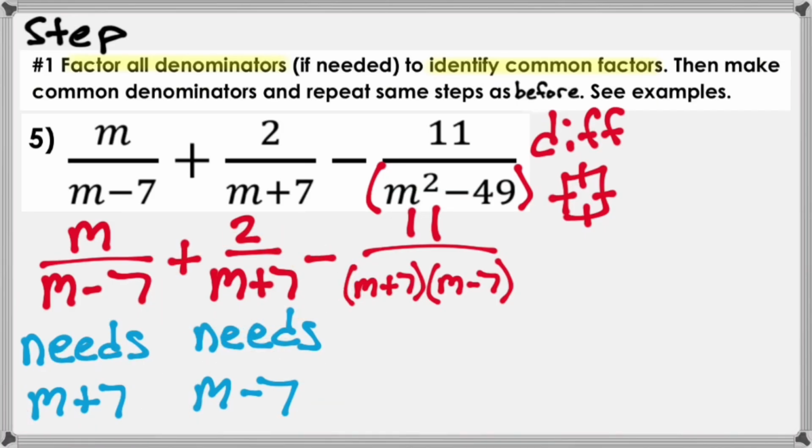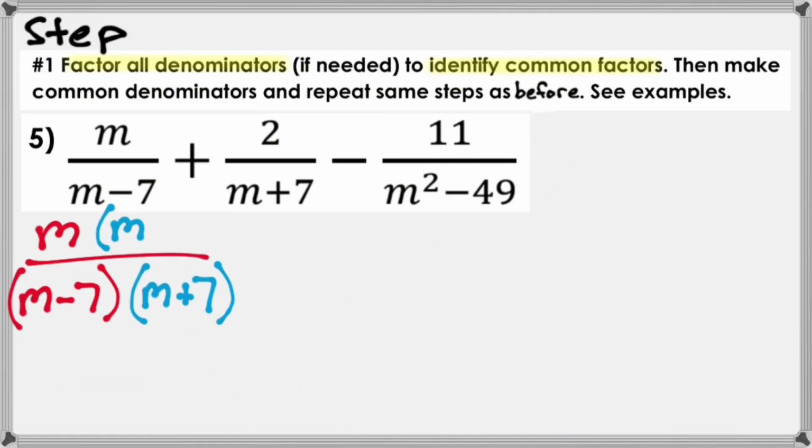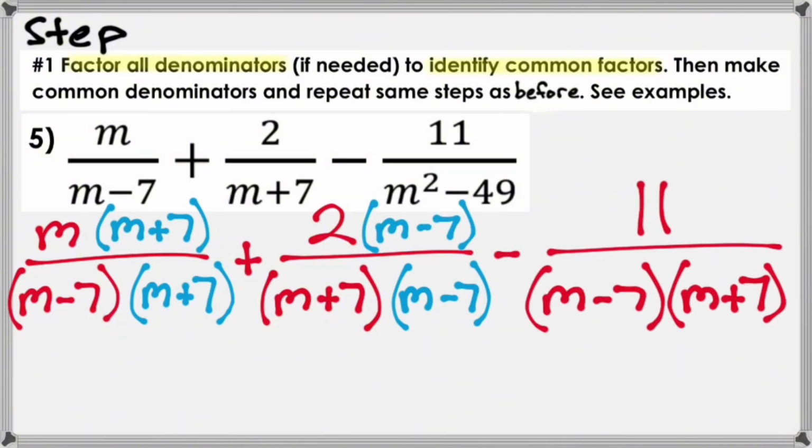Now look at the work here, and again, pause and rewind if it becomes necessary. We now need to rewrite the two expressions as follows. The first piece has to get an m plus 7. So whatever you do to the denominator, you have to also do to the numerator. That's why you see the m plus 7's right there. The second expression needed an m minus 7 in order to have the same factors as that last term, or the last part of the expression.